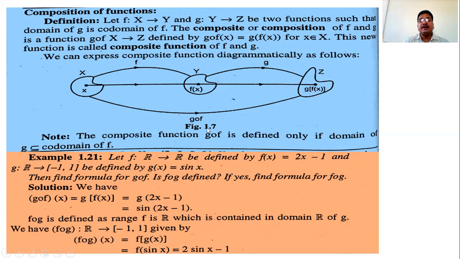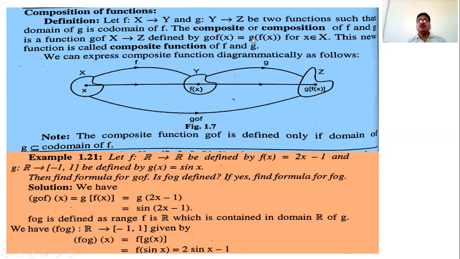Okay, so g circle f is defined if the domain of g is a subset of the codomain of f, or the domain of g is equal to the codomain of f. If these two are the same, then we say g circle f is defined. So in this example, g circle f is defined, but f circle g is not defined, because this z and x are not the same. And what is the definition? g circle f is equal to g of f(x).